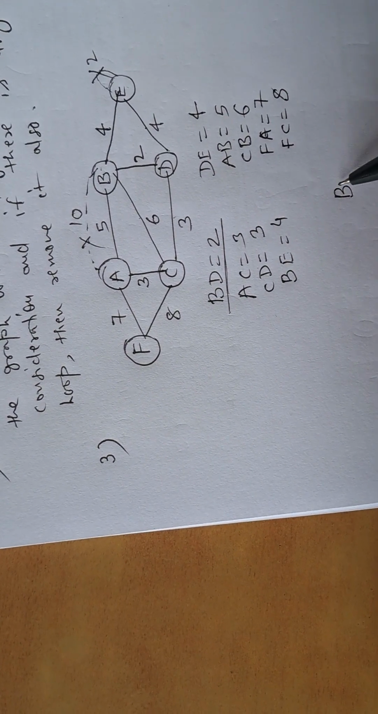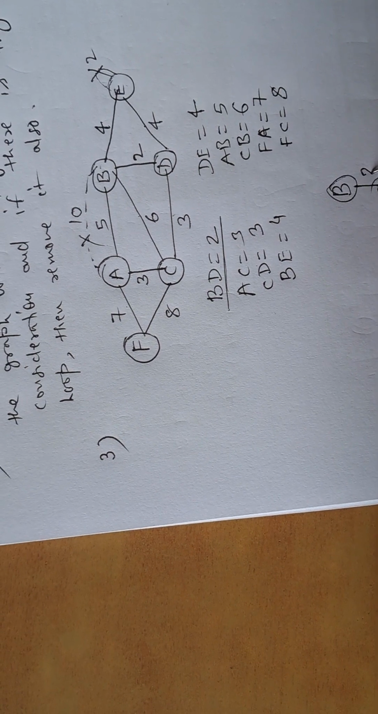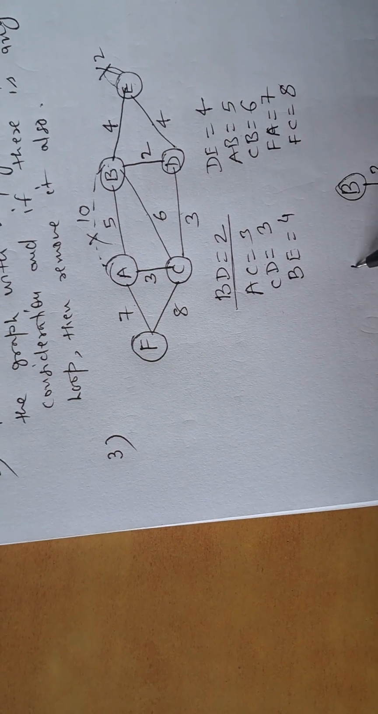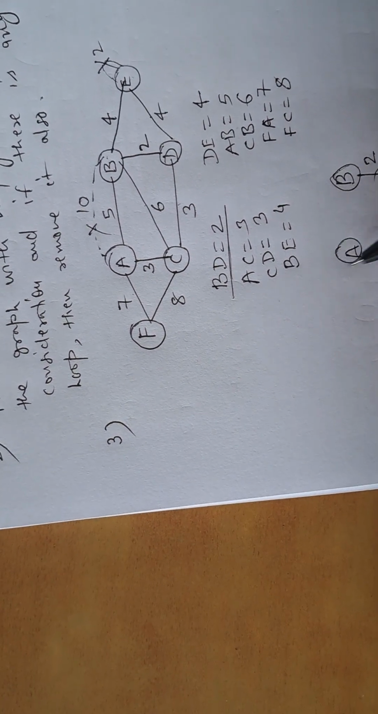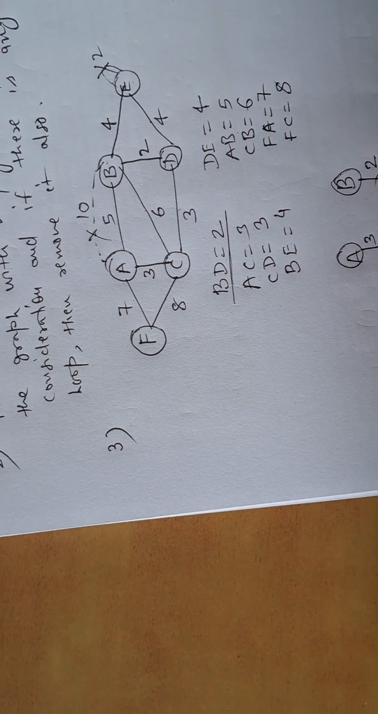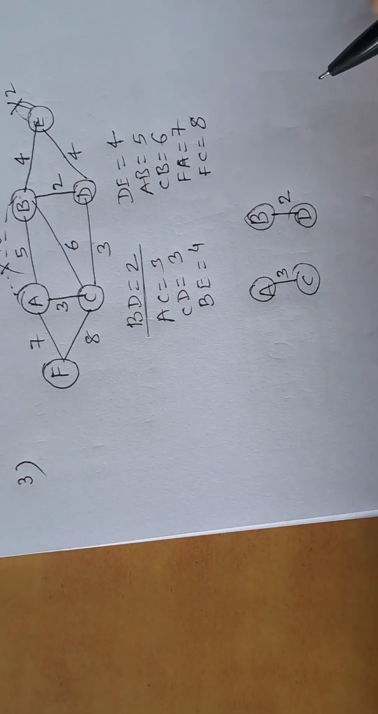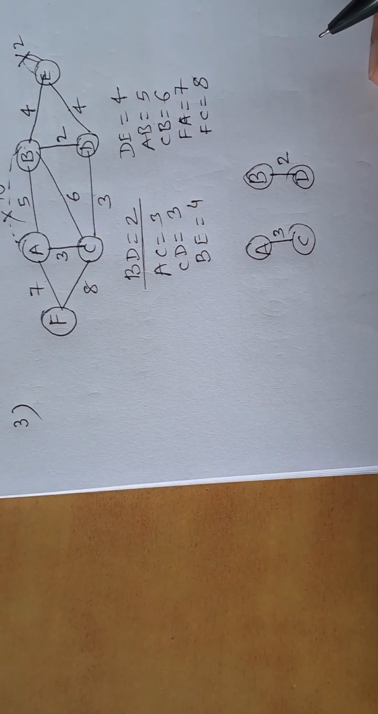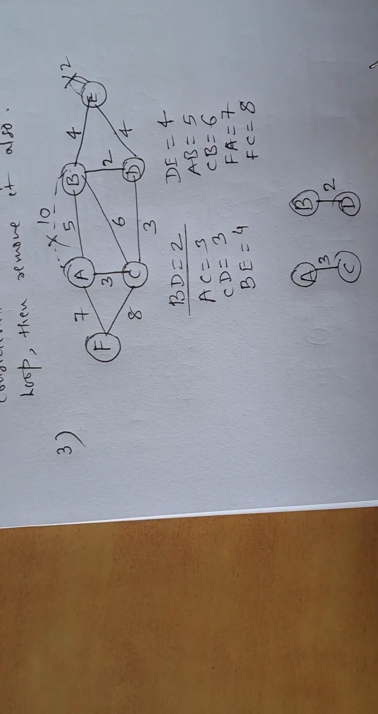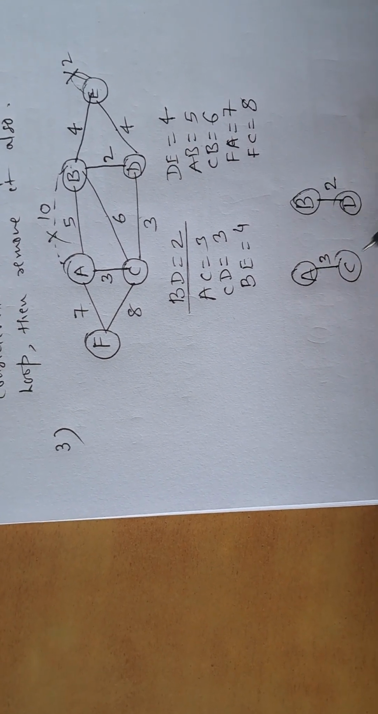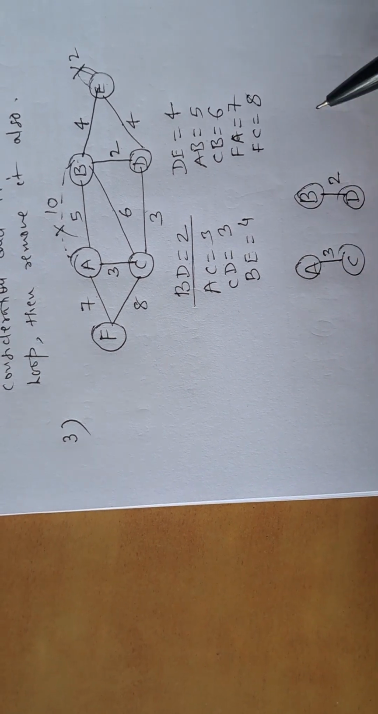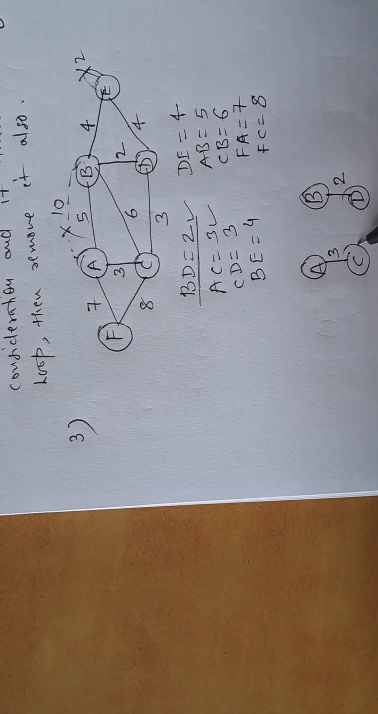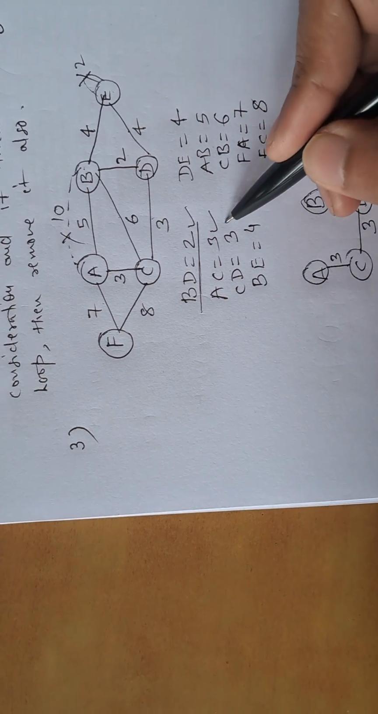So BD we will choose, having cost 2. Another, AC, we will choose. AC has cost 3, no issues, A and C. We will keep on adding one by one until we get a cycle. That edge we will not include in our tree, because a tree does not support any cycle. So we will be very careful whenever we are selecting an edge. If it creates a cycle, we will not include that edge. Now CD carries cost 3, so no cycle, so we will include this also.